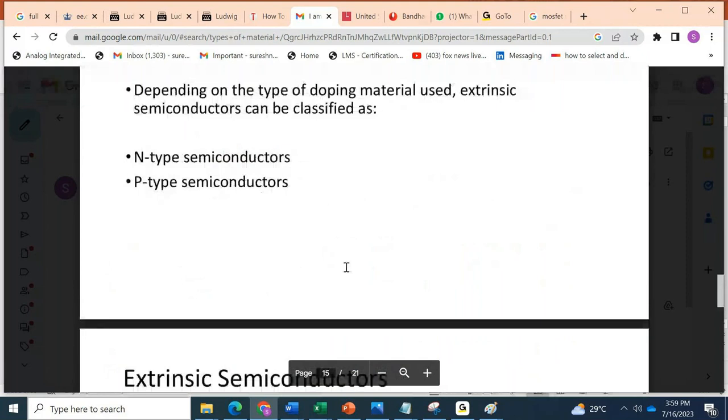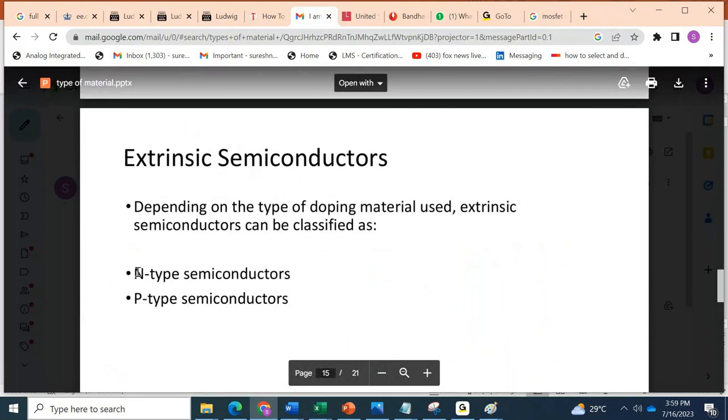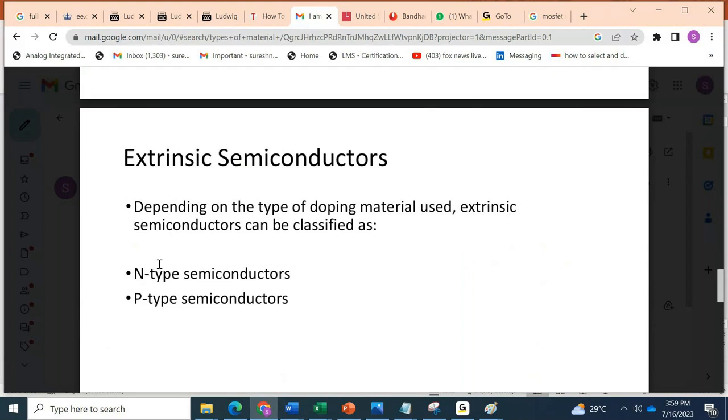If you add a group 5 element, it becomes an n-type semiconductor. Now you will get an idea why I am saying n-type semiconductor. N-type means you are adding a group 5 element, and more electrons are generated. P-type means holes.